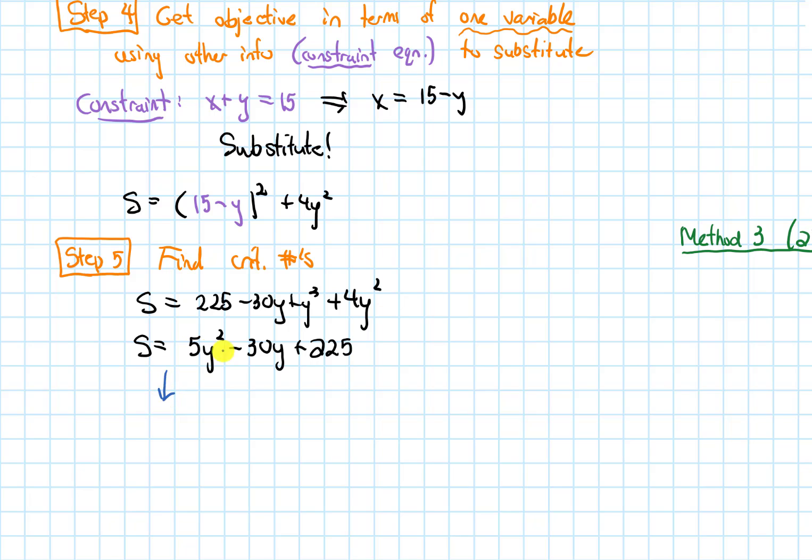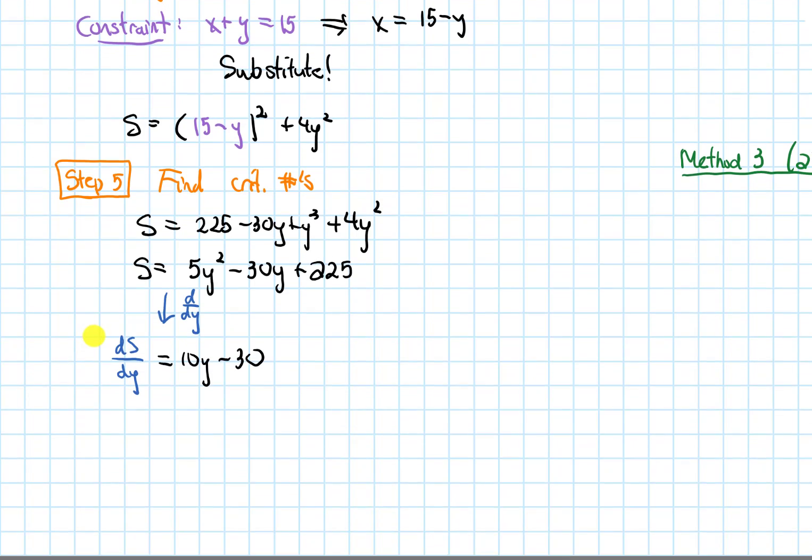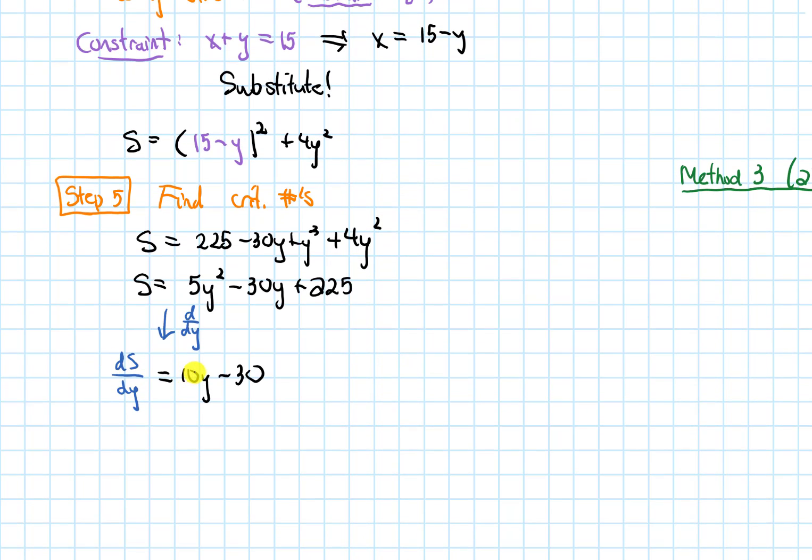Okay, so because the variable in this function is y, we're going to take d/dy on both sides. So on the left-hand side, that'll give me ds/dy. And on the right, we'll just get the derivative of this thing like normal, which will be 10y minus 30. So we got our derivative. We need to now know when is this going to be equal to 0, and when is it going to be undefined. So 10y minus 30 equals 0.